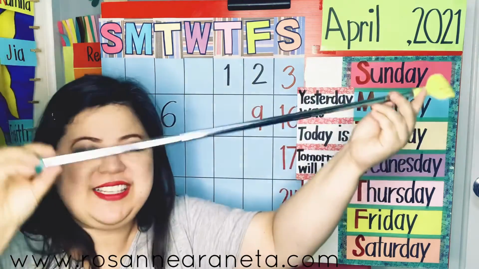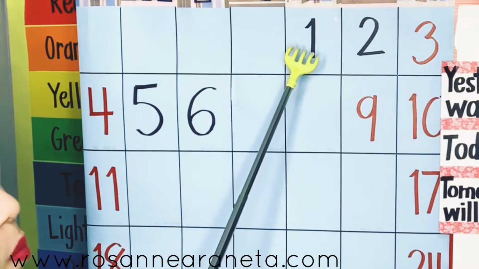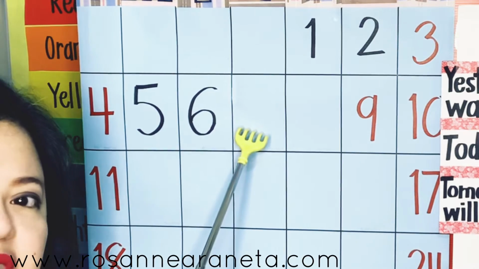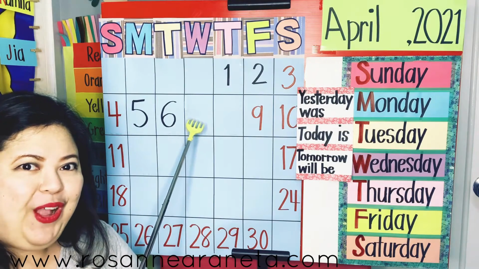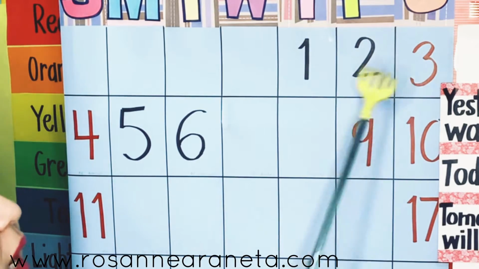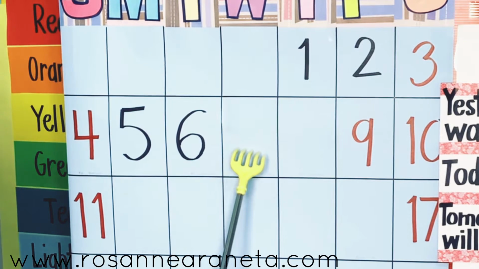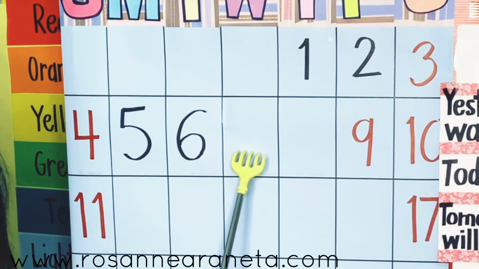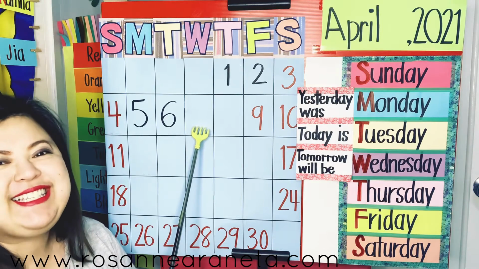Oh, this is now a great pointer so that we can point from 1 all the way down to this spot right here. Are you ready to count with me? All right, here we go. 1, 2, 3, 4, 5, 6, and then comes 7. That's right. The number that comes after 6 is 7.